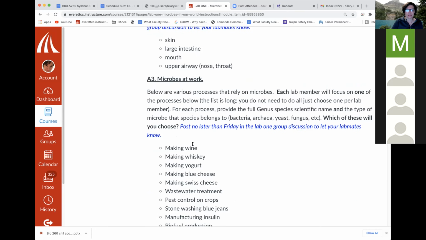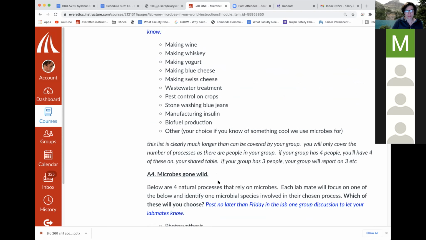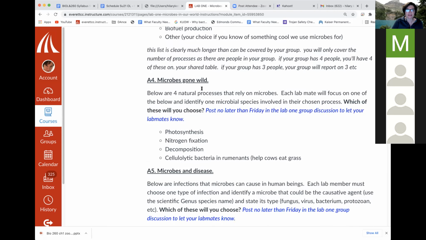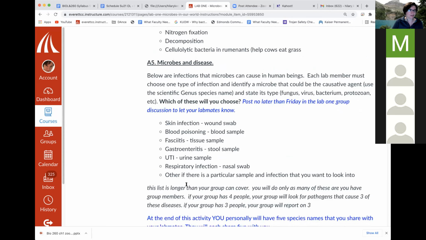Okay. Now here are a bunch of processes that microbes are used in. You're going to pick one of these. Again, you're going to post and say, I pick making yogurt, or I pick biofuel production, or whatever it might be. Then you're going to look up what microbe or microbes are involved. You just need the name of one particular species. Okay. Same with this prompt. These are all areas in the biosphere where microbes are important. You're going to pick one of these and say what it is, and then you're going to find one species that's involved. And finally, diseases. Oh my gosh, so many diseases, right?